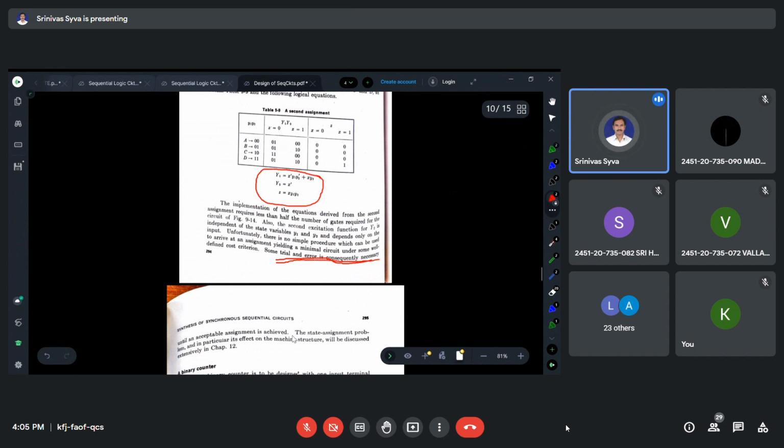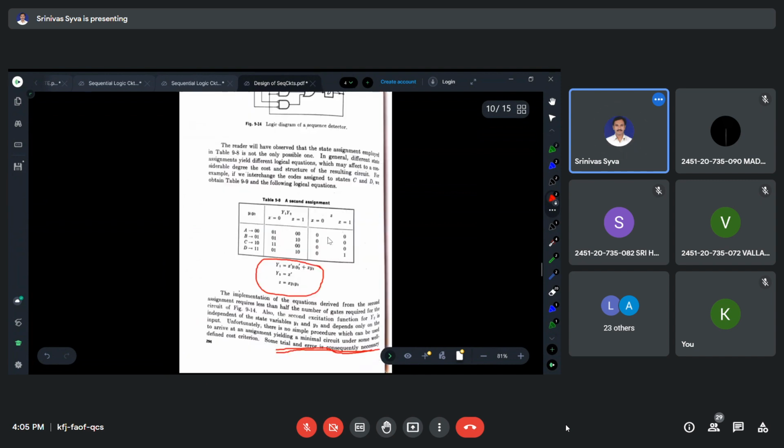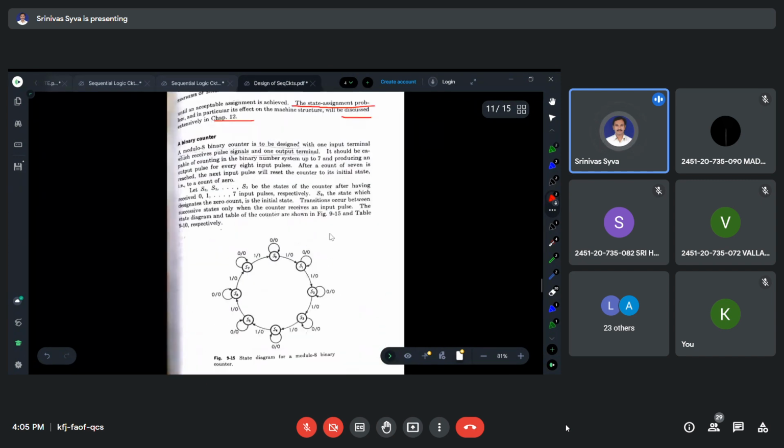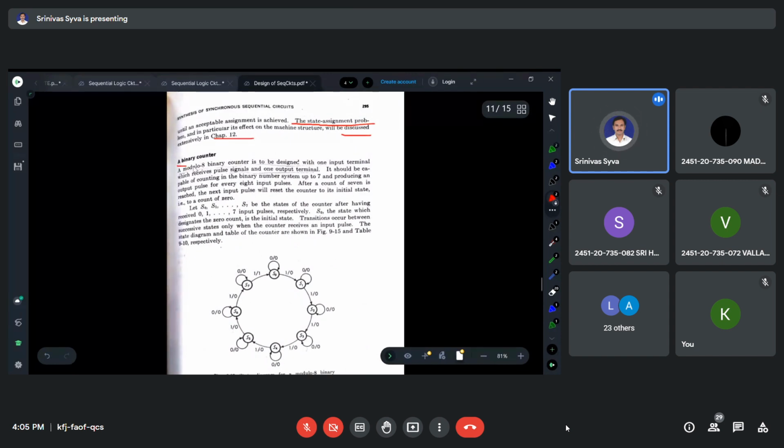So the state assignment problem is not in our syllabus. Okay, the state assignment will be discussed extensively in chapter 2. That is not there in our syllabus. Right. Now another sequential circuit, binary counter, design of binary counter is there. So in the next session, I will explain this one, design of binary counter.